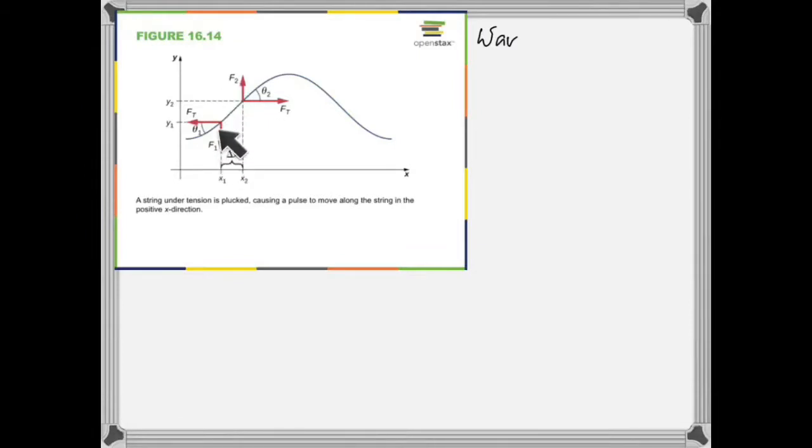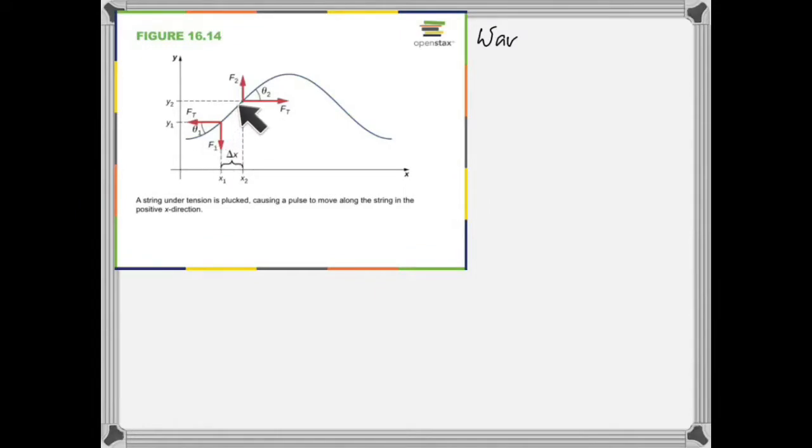Remember, the particles are moving up and down, correct? The wave itself is moving along the x-axis, the particles are moving along the y. So this particle is acted upon by two forces. One is the tension of the string, the other is the force acting on the particle at that point. And F1 changes, it's a variable.